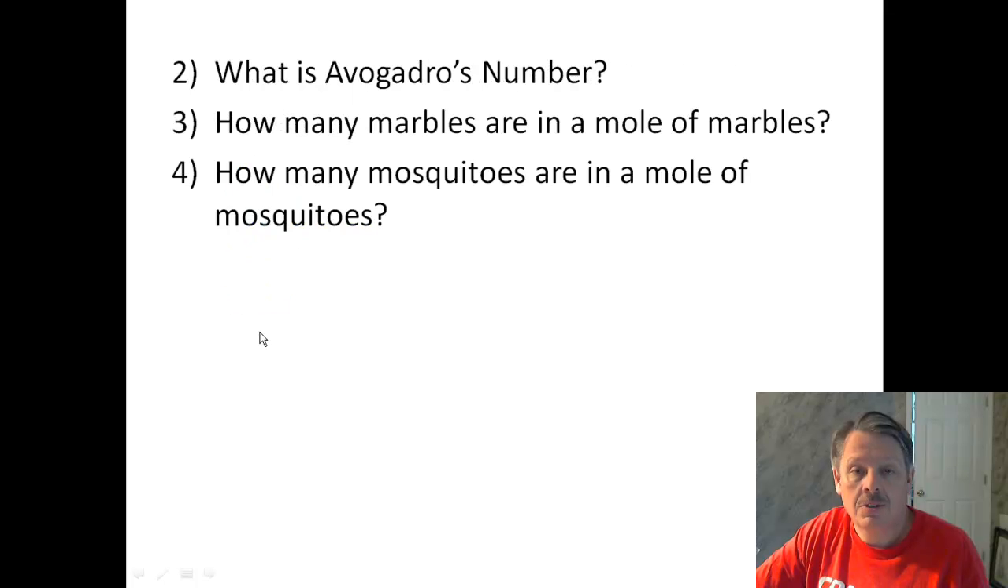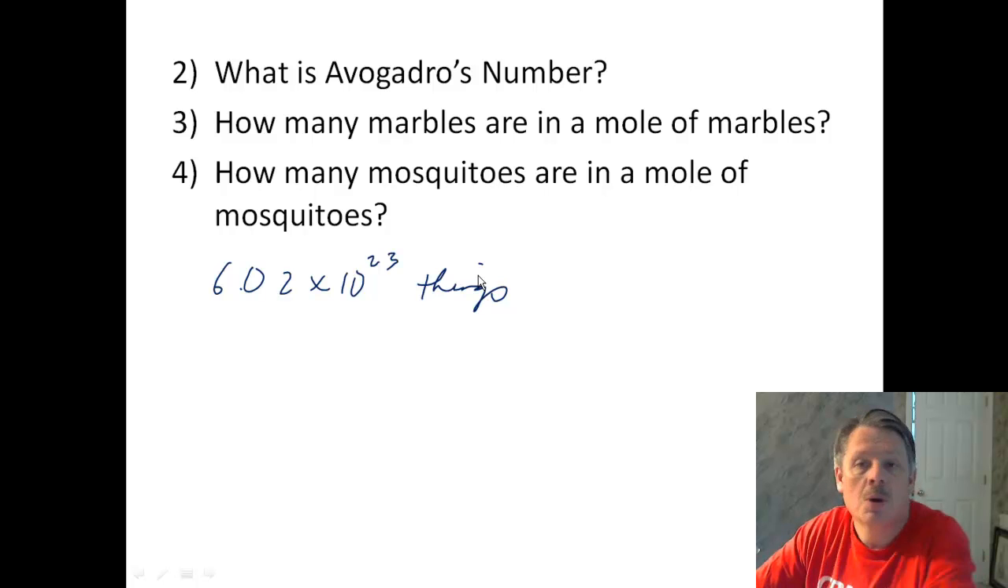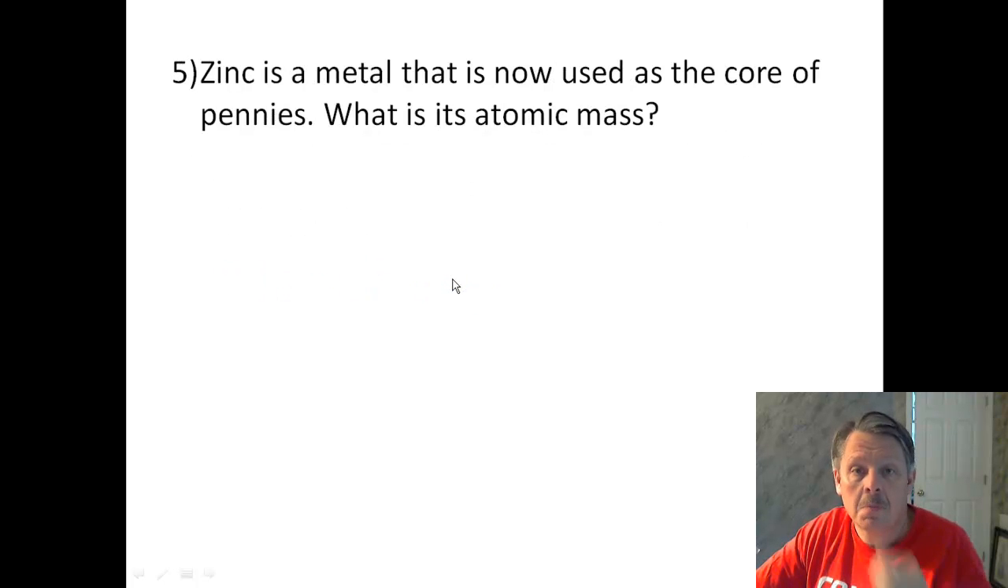All right. So what is that number? Well, that number is 6.02 times 10 to the 23rd things, and that is Avogadro's number. That's how many marbles are in a mole of marbles, how many mosquitoes are in a mole of mosquitoes. It's just a mole of anything is 6.02 times 10 to the 23rd things.